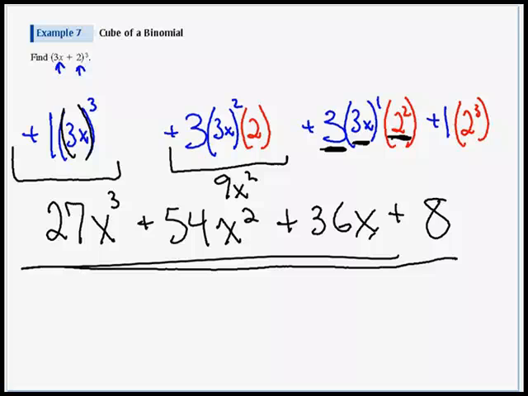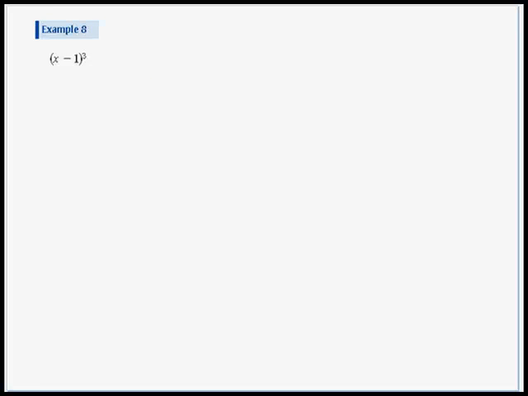I think example 8 is actually a little bit easier. Yeah, example 8 we should have led with this one, because now it's just a simple x minus 1 to the third power. Again, coefficients 1, 3, 3, 1. Because this is a minus now, we'll start with a plus and then alternate. Negative, positive, negative.